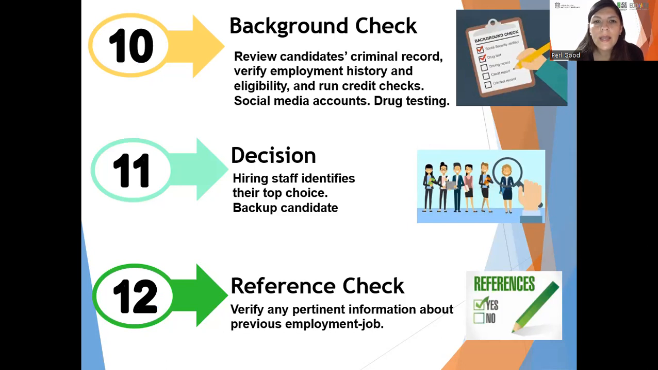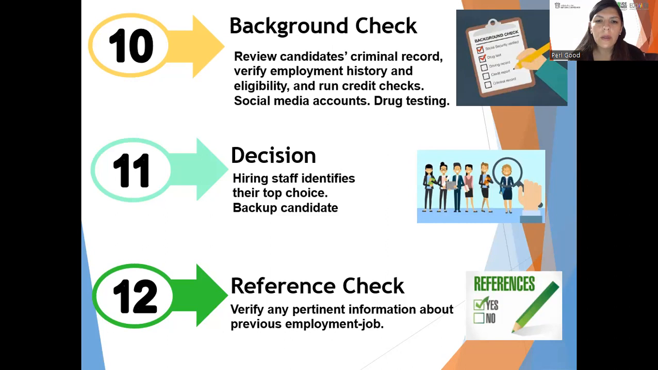And in some cases, the hiring staff have to check the social media accounts, or maybe they have to do drug testing too. Okay, the next step, the 11th step, is the decision. The hiring staff identifies their top choice of candidates, and they select one, but they always have to have a backup candidate in case the first option doesn't stay in the company.